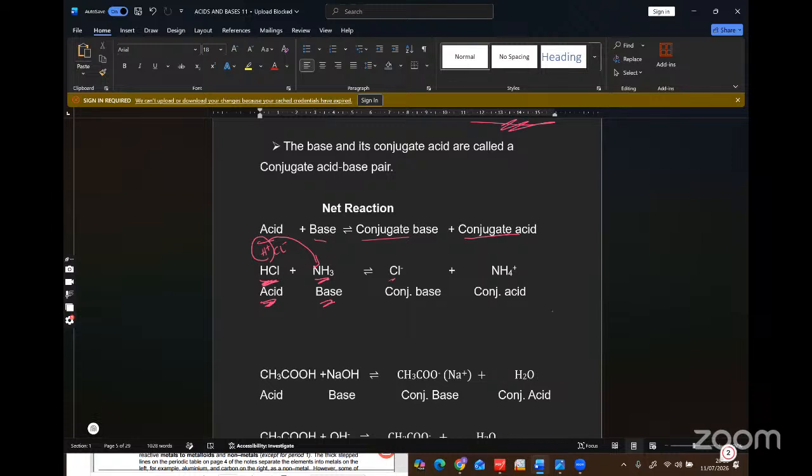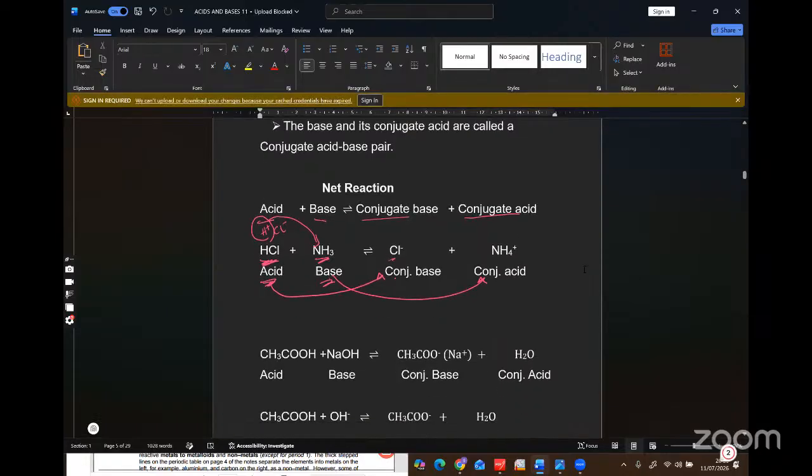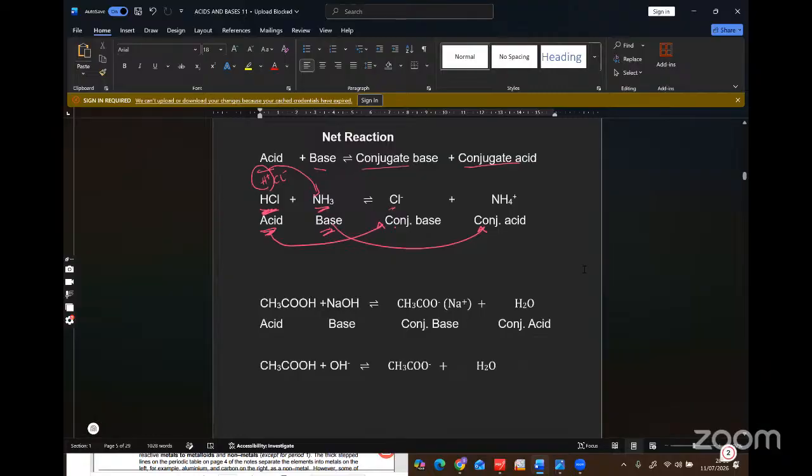But this acid, whatever is left off after removing the hydrogen, becomes its conjugate base. And then this is a base. If it accepts hydrogen, whatever forms is called its conjugate acid. I know this is a bit confusing, but just take a look at it and you will see that it is not very difficult. So this is another type of acid.